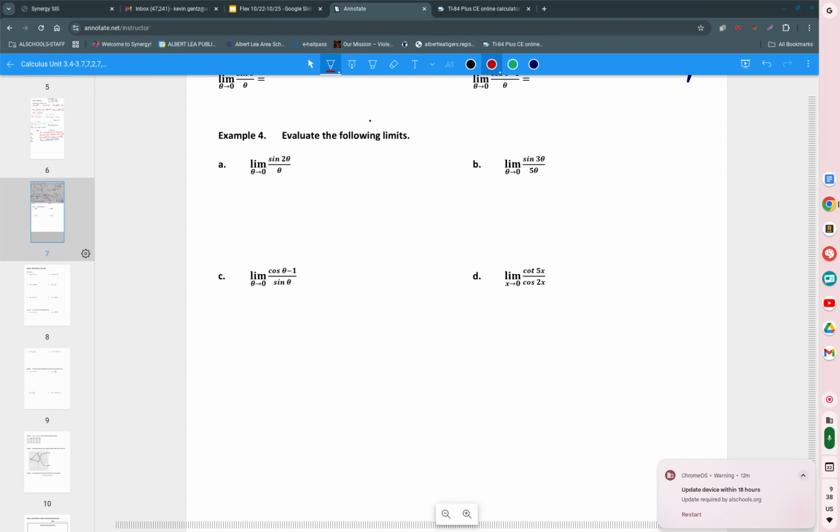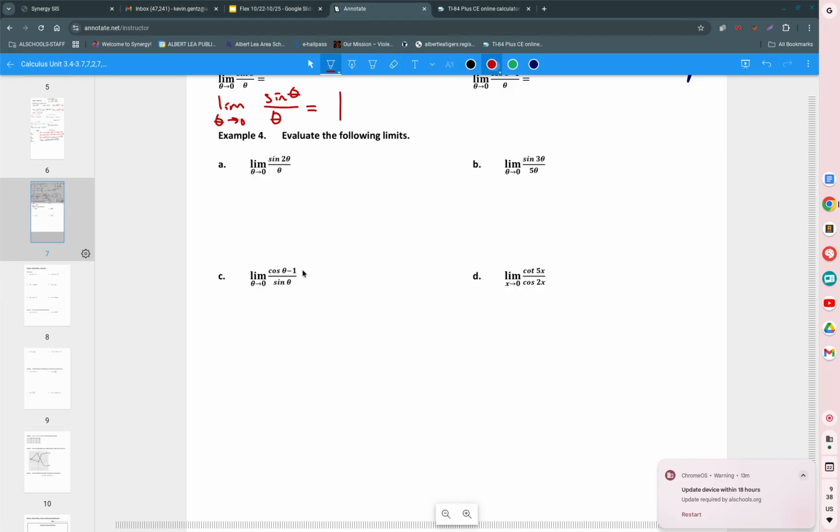In our proof that the derivative of sine was cosine, we came up with two very important limits. The first limit was the limit as theta goes to 0 of sine of theta over theta was equal to something. What was that limit equal to? Do you remember? It was equal to 1.